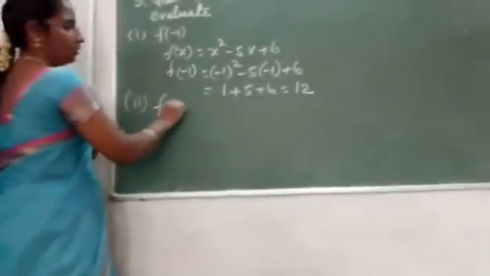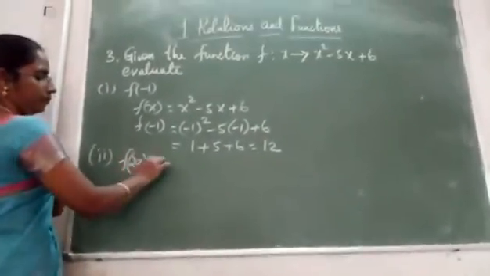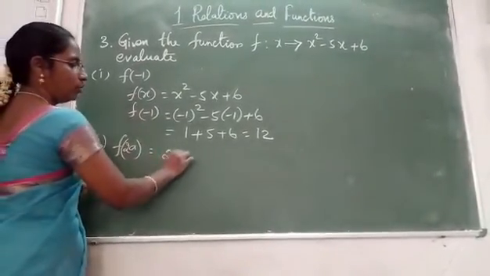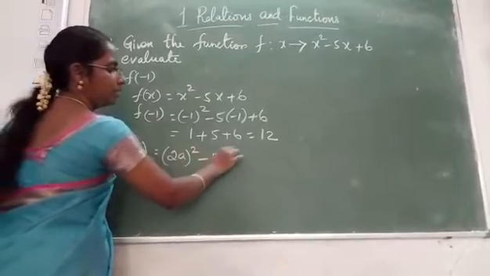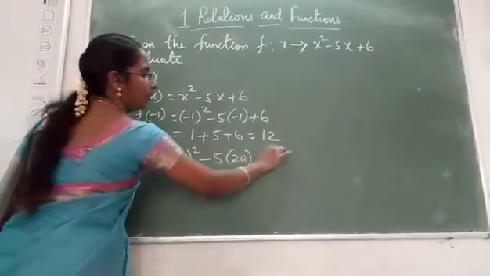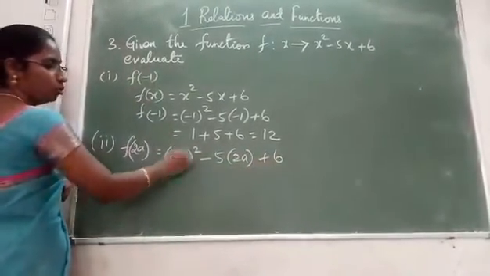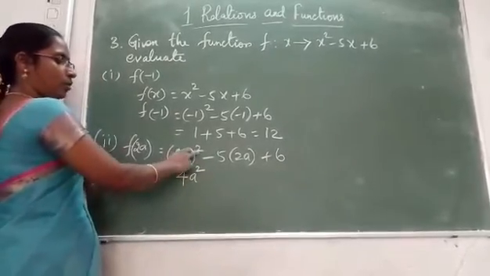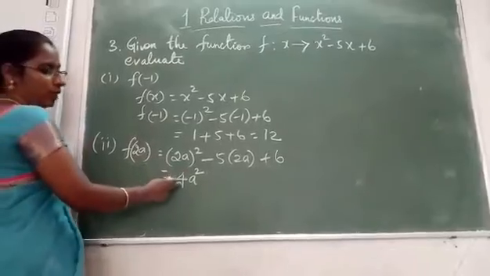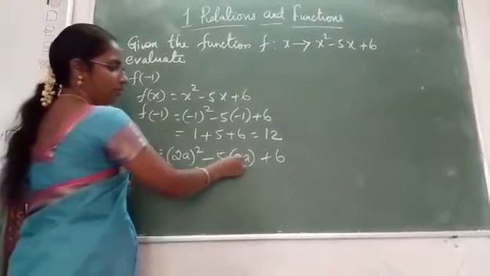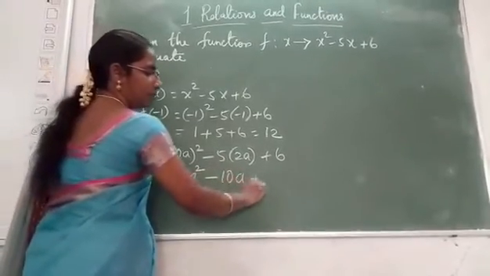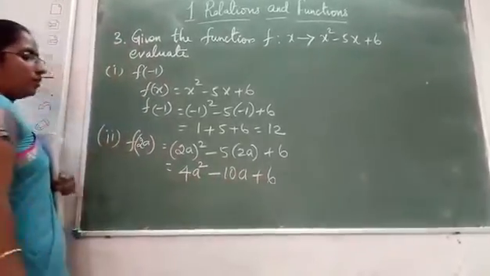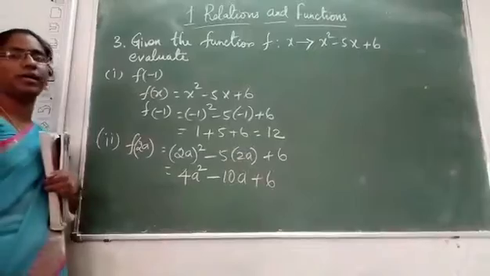Second subdivision, f(2a). So substitute the x value as 2a. (2a) square minus 5 into 2a plus 6. 2a whole square means 2a into 2a, 4a square. Minus 5 2s are 10a, plus 6. 6 is a constant. a and a square are different terms, so we can't add the values.